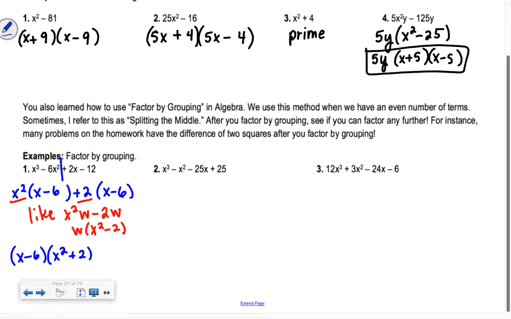Okay? So on this next one, if I split the middle, go in front of that sign, I look at my x cubed minus x squared, and I say, what do they have in common? They have an x squared in common. So I pull my x squared to the front. When I do, I'm going to have x minus 1 left.